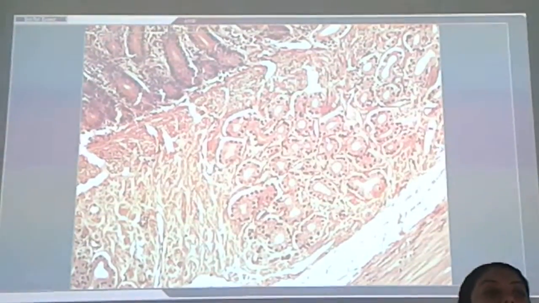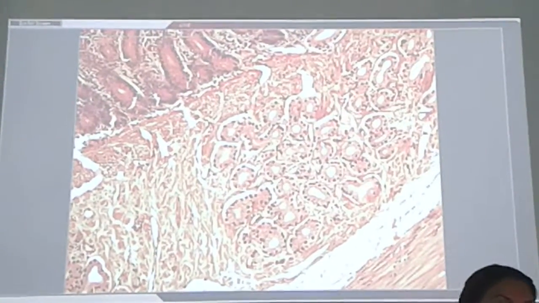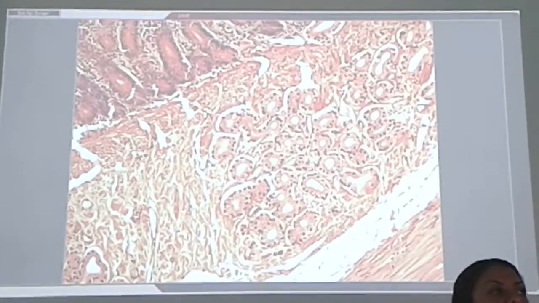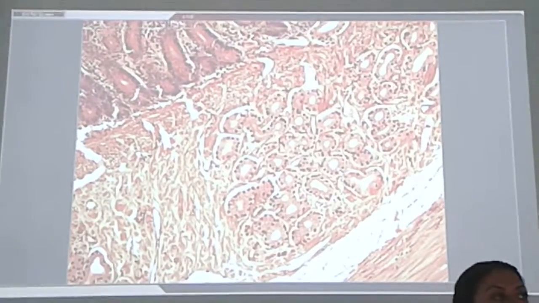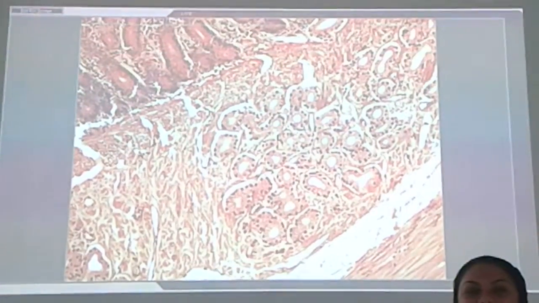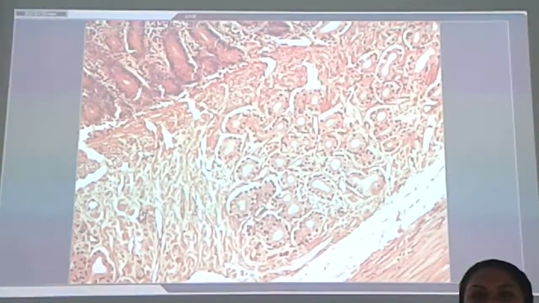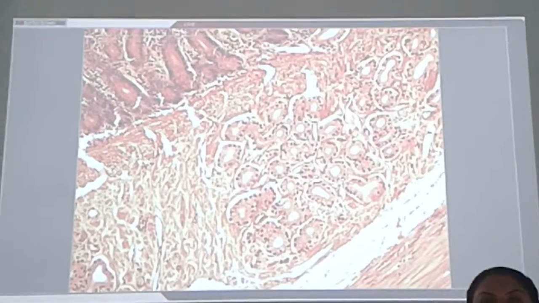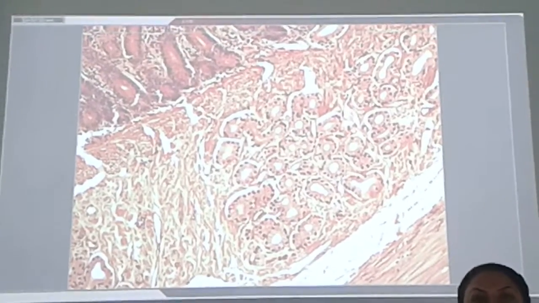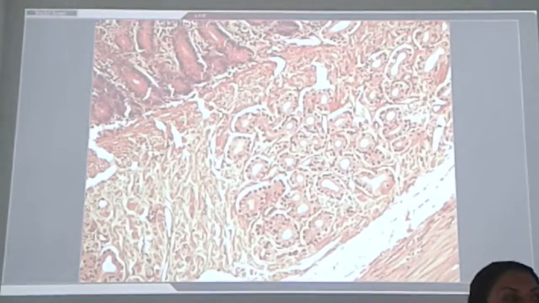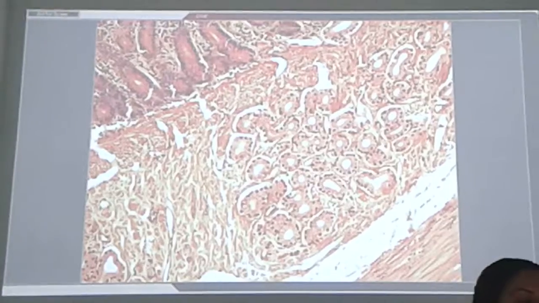Submucosa. Yes. Can you find this Brunner's gland in the jejunum? No. You cannot find it in the jejunum or ileum, only in the duodenum, okay? Only in the duodenum and in the submucosa, okay? So these are Brunner's glands.